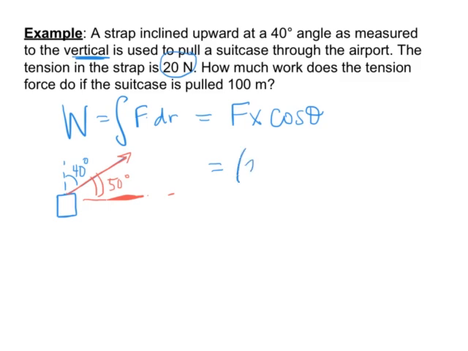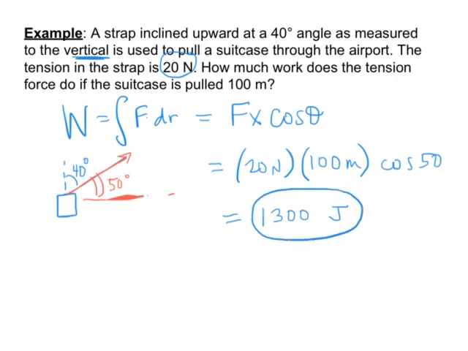So our force is 20 newtons, and the distance that we're moving the suitcase is 100 meters, times the cosine of 50. And that comes out to be roughly 1285, or about 1300 newtons times meters. And again, when we're talking about energy, we change that newtons times meters to joules. So this would then represent the amount of energy that is being transferred to the suitcase. So we probably end up setting that equal to the change in kinetic energy or something like that.